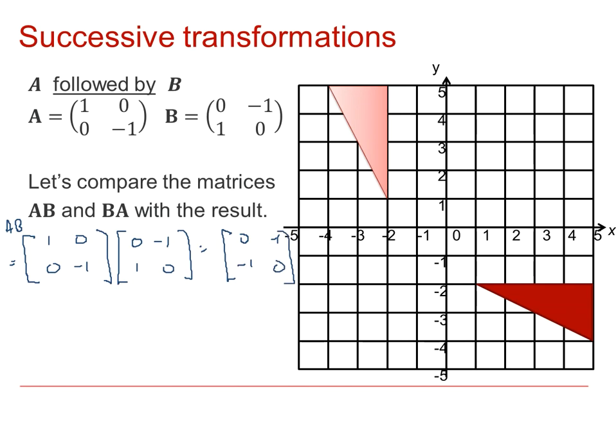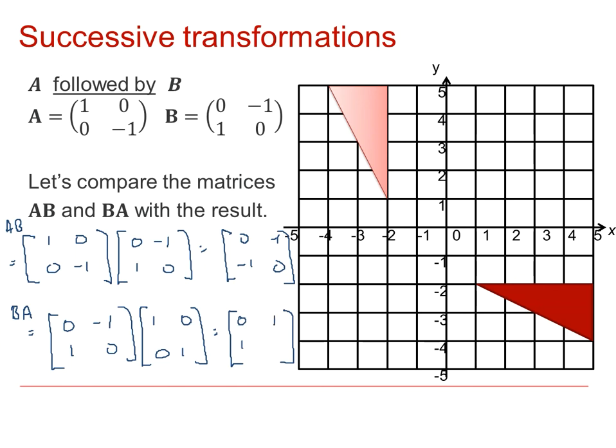Whereas if we do the product in the other order, BA, then we get them written like this. B is given by this matrix, and A given by this one, and that gives us the desired result that we want, which is [0, 1; 1, 0]. So the transformation A followed by B, the correct matrix product for that is BA.